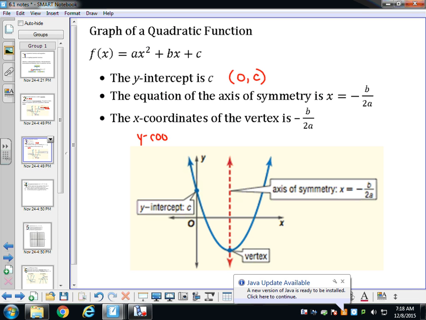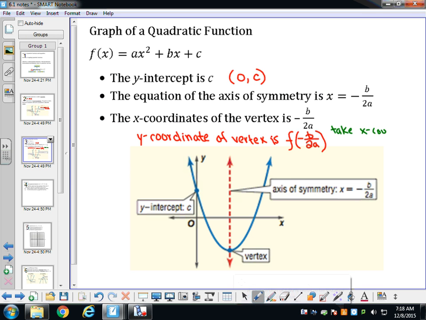Now, the y-coordinate of the vertex is f of negative b over 2a. Basically, what that means is we take the x-coordinate and plug it into the given equation. This will give me the y value of the vertex. So I can find the x value and the y value of my vertex.